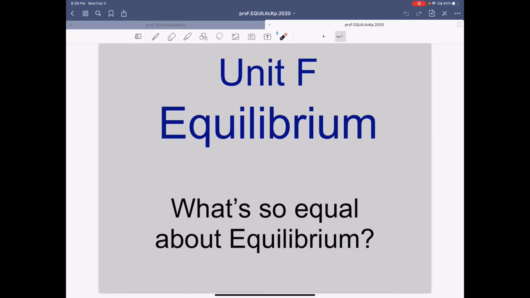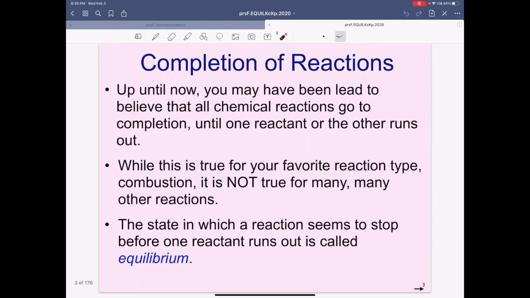Equilibrium. What is it that's so equal about equilibrium? Up until now, you may have been led to believe that all chemical reactions go to completion until one reactant or the other runs out. And certainly this is true for your favorite combustion reaction. This is not true for many, many other reactions. The state at which the reaction appears to stop before one reactant runs out is called equilibrium.